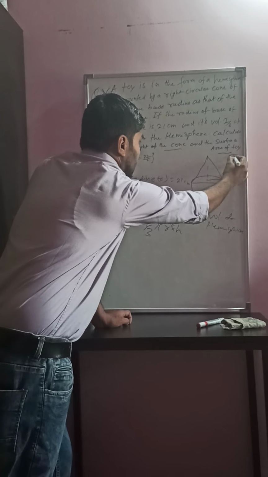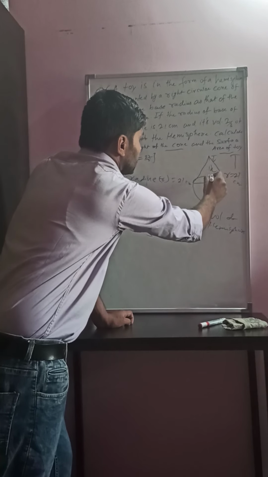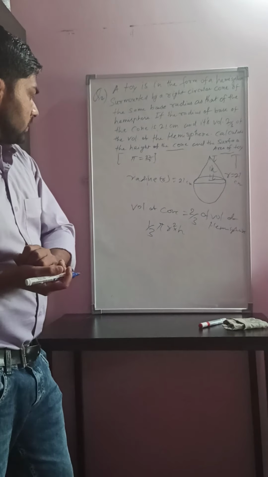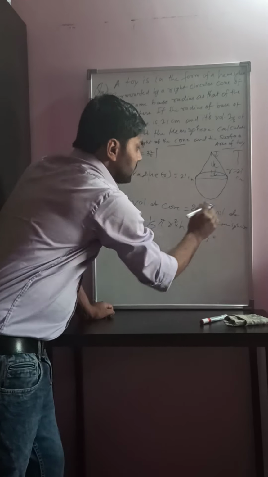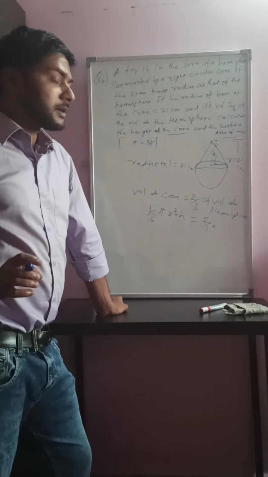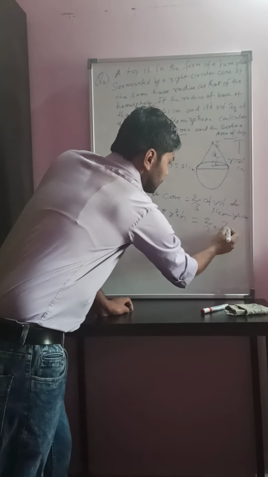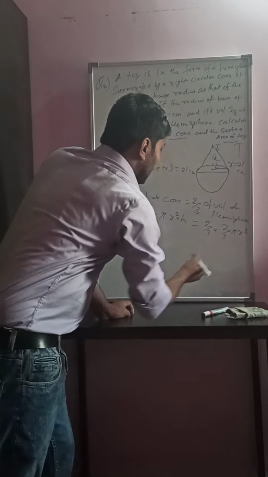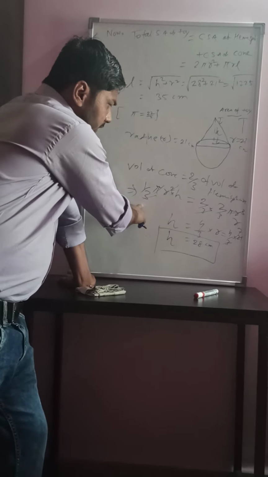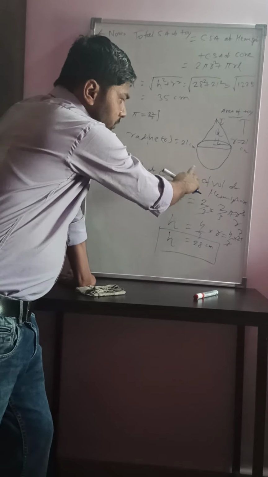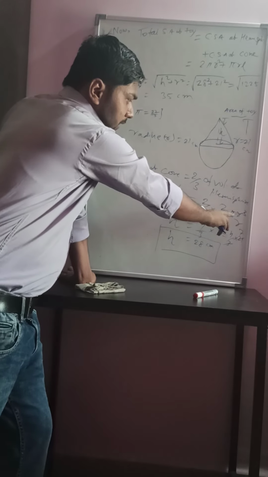So suppose the height of the cone, which you can see is from here to here, is h, and the radius is r. Now we are given 2/3 of the volume of the hemisphere. What is the formula for the volume of a hemisphere? It is 2/3 pi r cubed. So 1/3 pi r squared into h is equal to 2/3 of the volume of the hemisphere, which is 2/3 pi r cubed.